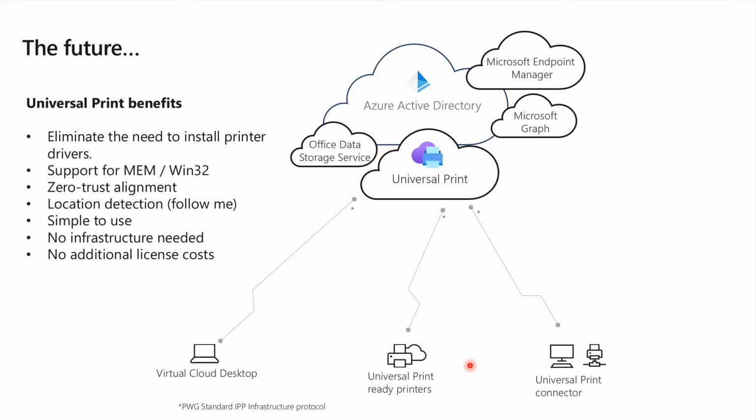And what does that mean? You can connect and print directly to the Universal Print service if it's supported for Universal Print. So you can go in the menu and connect to Universal Print over Azure AD, and then you're good to go. So no infrastructure is needed on-prem.